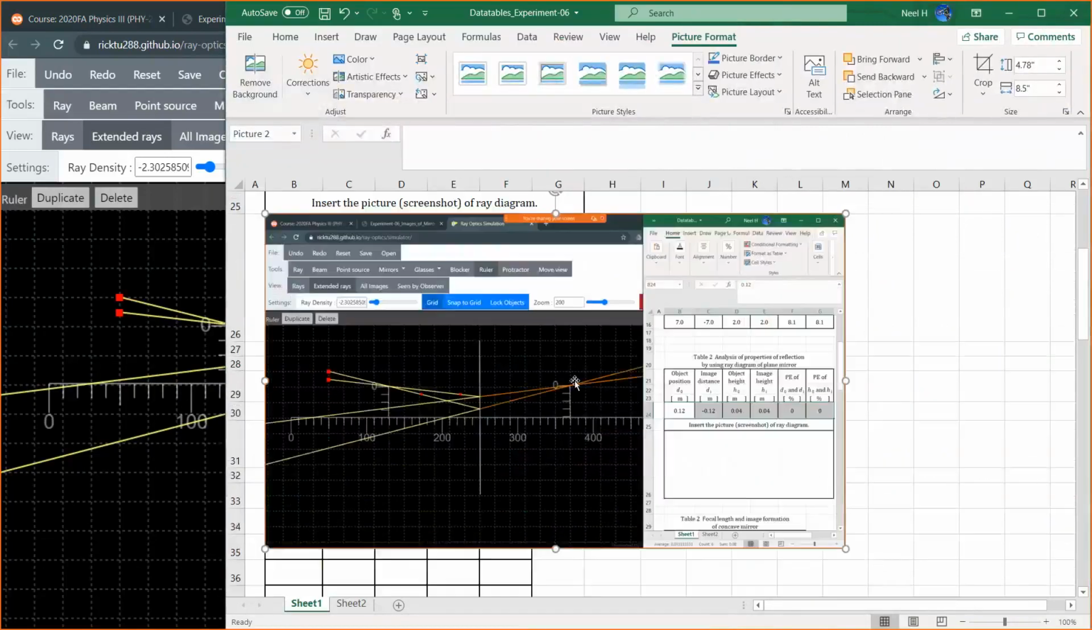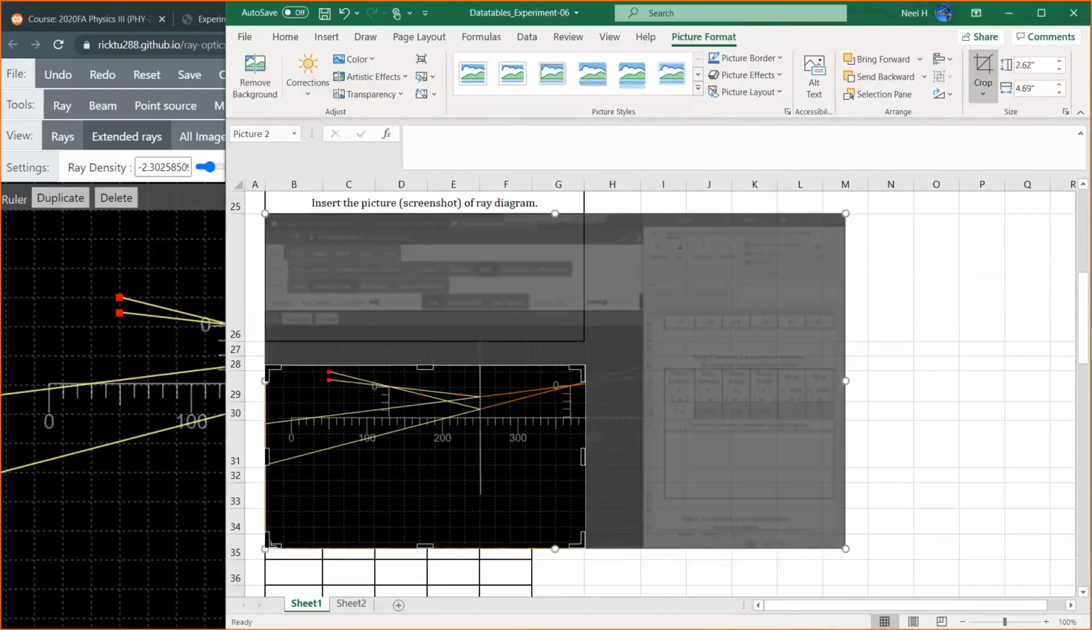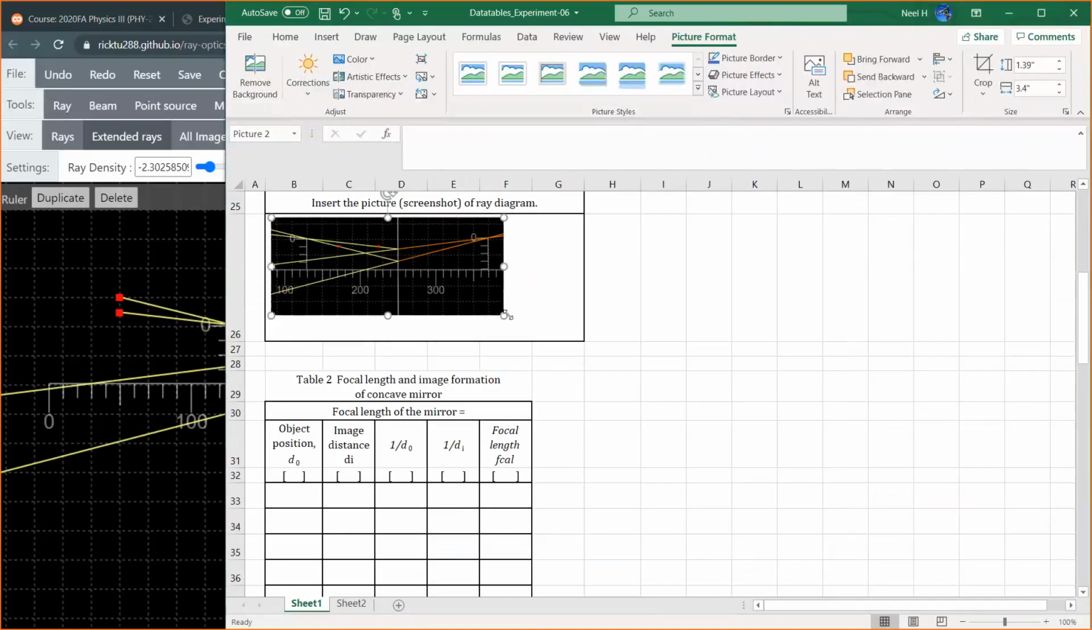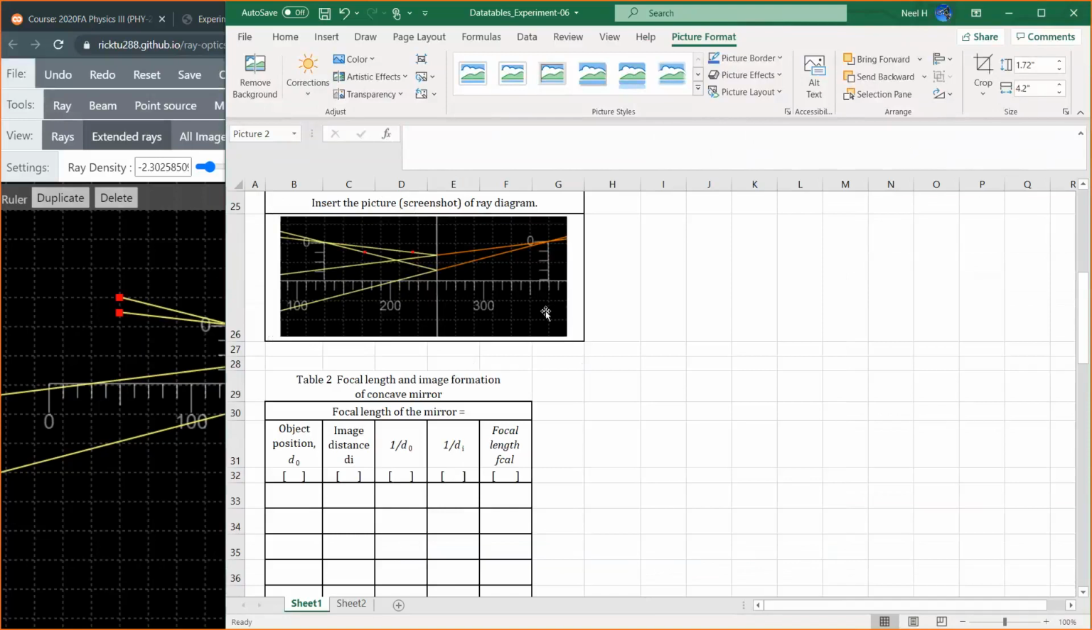And anything unnecessary, get rid of, crop that out, and then we just need, this is our ray diagram. Okay, you can crop that out very nicely to show only the ray diagram we needed to see. So that's the ray diagram we like to see. Okay, later, the last two tables are also similar.